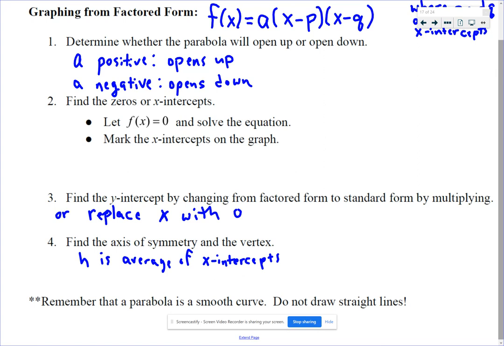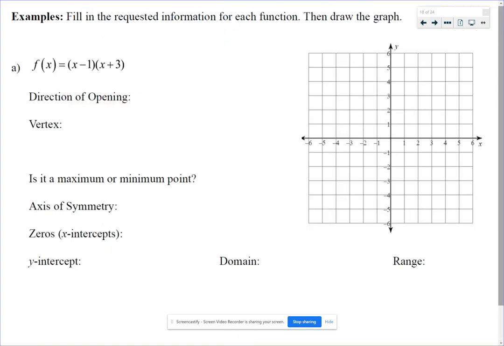All right, remember (h, k) is the vertex. h is just the average of the x-intercepts, because the symmetry line is halfway between the x-intercepts. And also, an important note here: remember that you draw the parabola as a smooth curve. You don't draw lines. It's a smooth curve, so it's curving, right? And we're going to look at an example. Fill in the requested information for each function, then draw the graph.